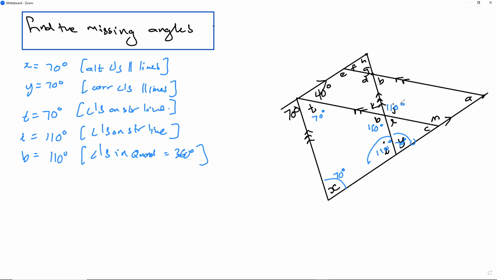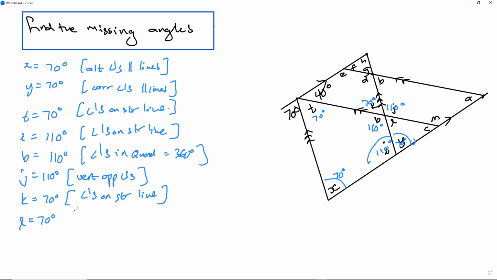Automatically, J becomes 110 degrees as well. And the reason J is 110 degrees is because of vertically opposite angles, which are equal. And then I've got K, right? So K will equal 70 degrees, and it'll be angles on a straight line, which add up to 180. So K is going to be 70, and then likewise L will also equal 70 degrees. I can just use vertically opposite angles because I know K now. I could also use angles on a straight line to get 70 degrees. This is 70 and this is 70.